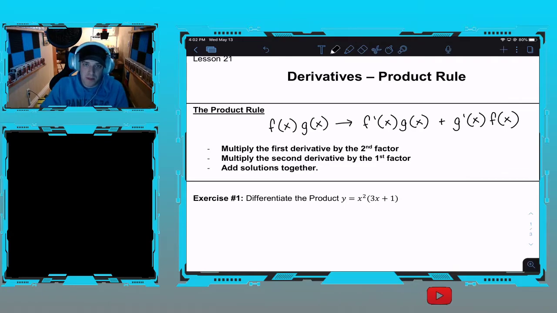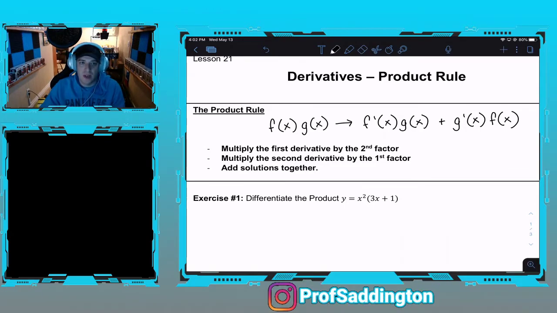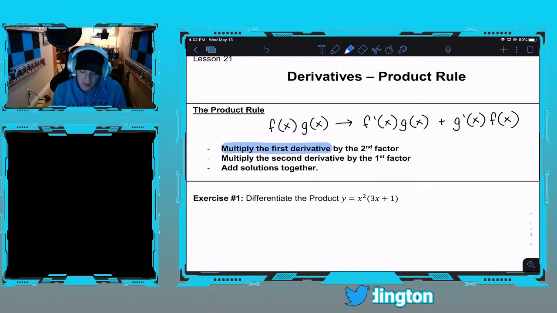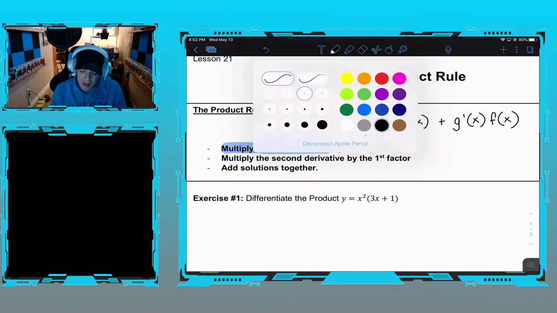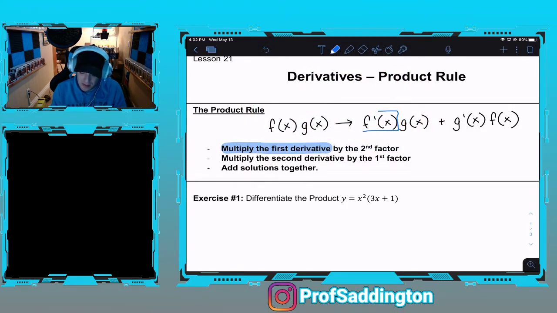So I rewrote it to make more sense with what is written below. So it says that the first thing that we're doing is we're going to multiply the first derivative, which is this f prime of x. Oh, I can't highlight above it? Really? Well, that's dumb. But this part right here, I can box it in. So that's your first derivative. And then you're multiplying it by the second factor, which in this case is g of x. Then the second step is multiplying it by the second derivative.